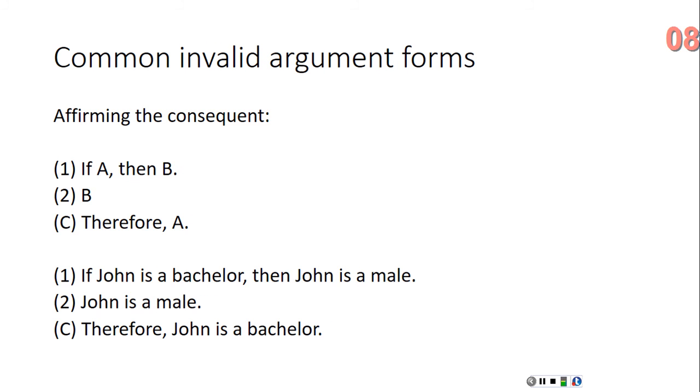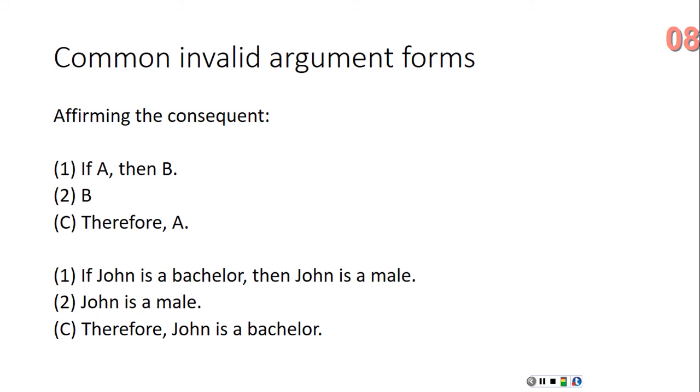Now let's talk about a few common invalid argument forms. One is affirming the consequent. Affirming the consequent has the following structure. If A, then B, B, therefore A. If we plug in John is a bachelor for A, and John is a male for B, we get the following argument. If John is a bachelor, then John is a male. John is a male, therefore John is a bachelor.